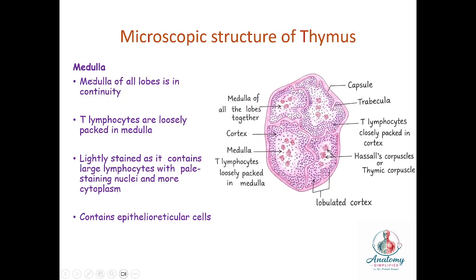What are the features of the medulla? The medulla of all the lobes is in continuity. So this is the medulla in continuity. The lymphocytes are loosely packed in the medulla. As you can make out, the lymphocytes are wide apart from each other. They are lightly stained as it contains large lymphocytes with pale staining nuclei and more cytoplasm. And also in the medulla, we can see epithelio-reticular cells.